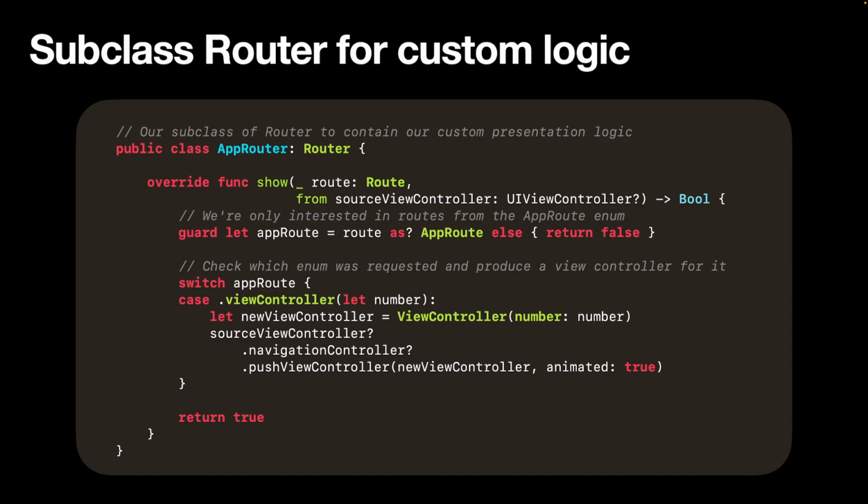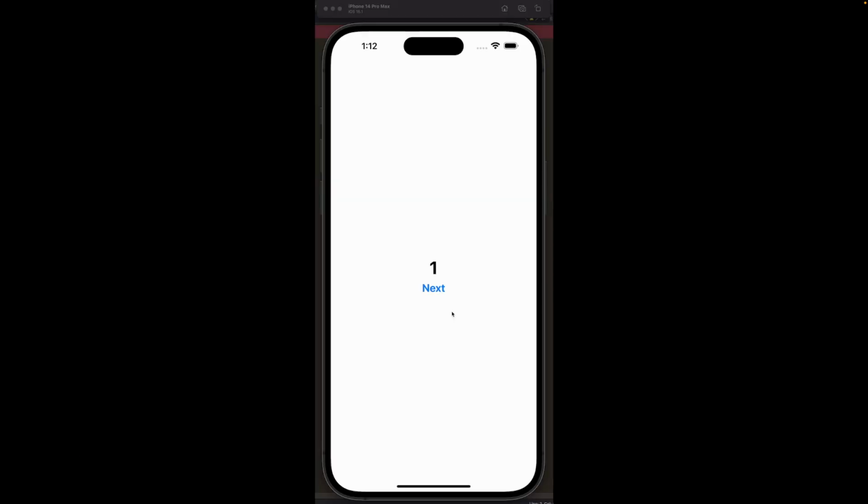And then in this case, knowing the source view controller and knowing that the source view controller would have a navigation controller, we can then just do the same logic as before that was in that child view controller, but now we're doing it in the router in a more centralized spot that has much more context about the state of the app. And here's what it looks like.